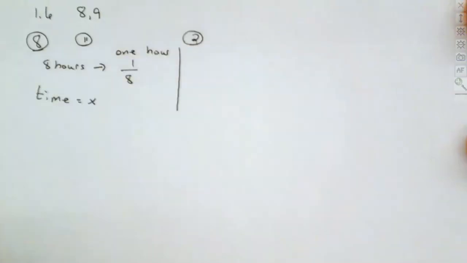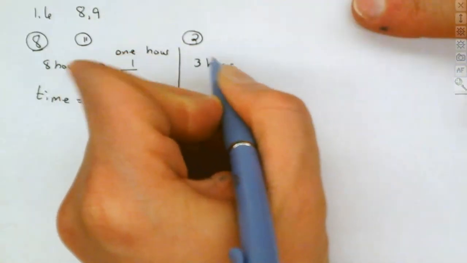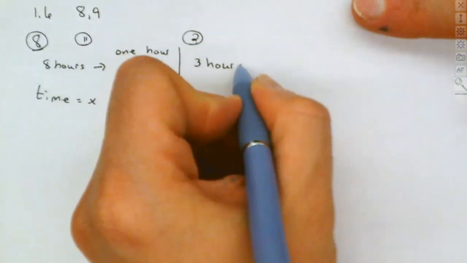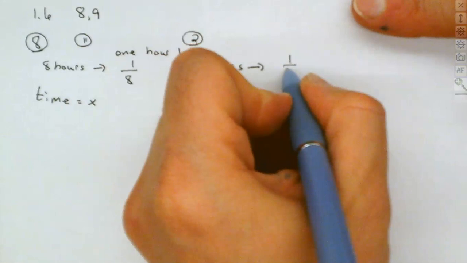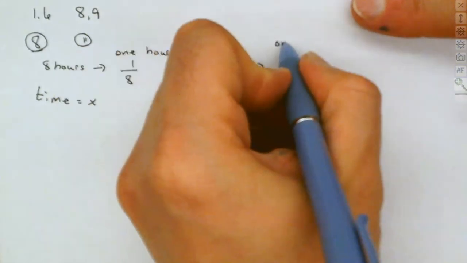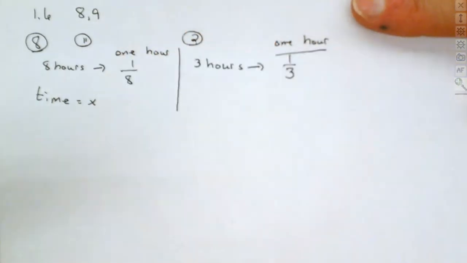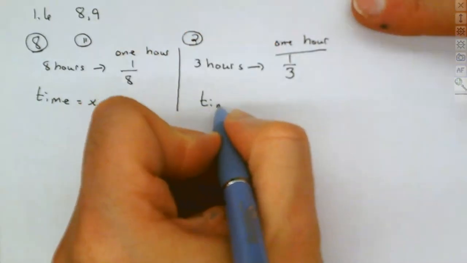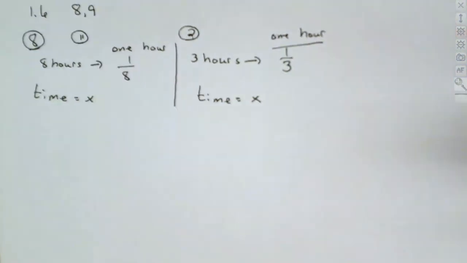What about the second maid? Well, she's quite a bit faster. And it takes 3 hours for the other maid to clean the house. So that means she can get this done in 1 hour, does a third of the house, right? Do we know this person's time? No. So it's going to be a what? X.